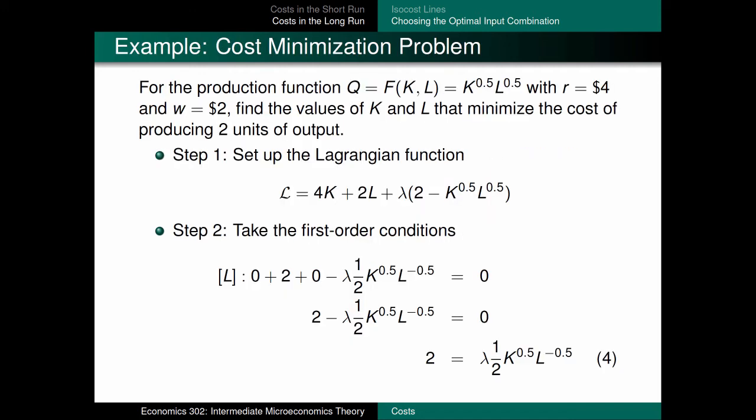In order to actually solve for K star and L star, let's go through a numerical example. Let's suppose that we have a Cobb-Douglas production function, Q equals K to the 1/2 times L to the 1/2.